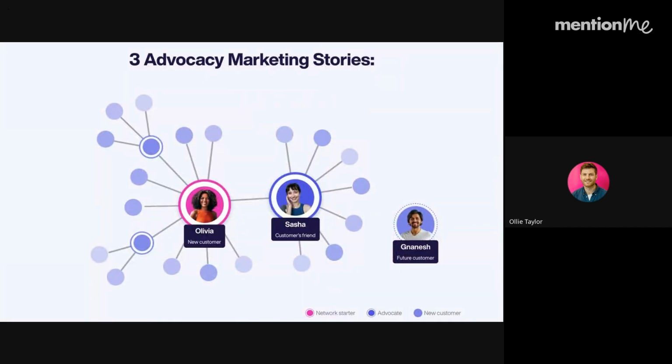I'll also be talking about 3 end customer journeys throughout. So each of these customers has been acquired differently. I'll start with Olivia, who potentially might have been acquired organically, so through a Google search or an Instagram post or something like that. We also have Sasha, who is her friend that Olivia has referred to the brand. And then we have Gnanesh. So Gnanesh has been targeted through a paid ad based off referral data that we know about advocates such as Olivia and Sasha.